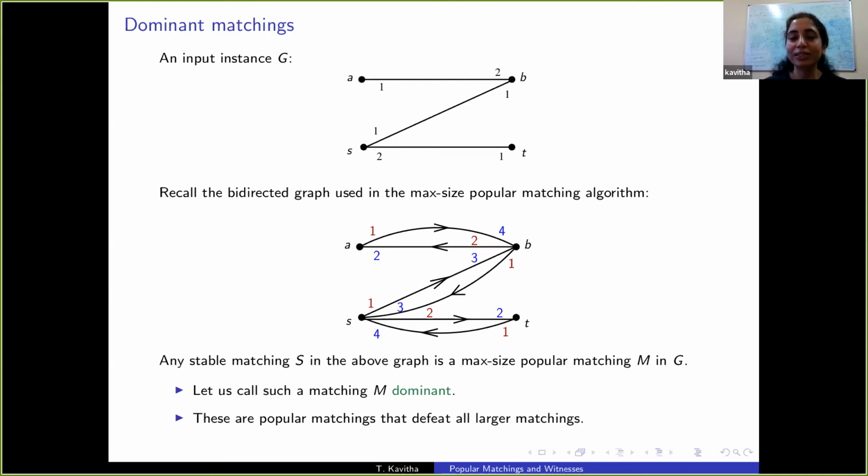What is the characterization of dominant matchings? These are popular matchings that defeat all larger matchings. So not only is the matching popular, popular just means you're not defeated, but these matchings actually defeat all larger matchings. So that's the class of dominant matchings. In fact, this is a dominant matching, the green one in the top figure.